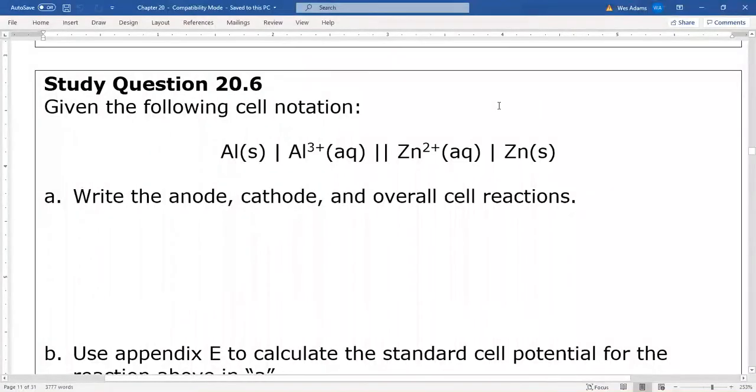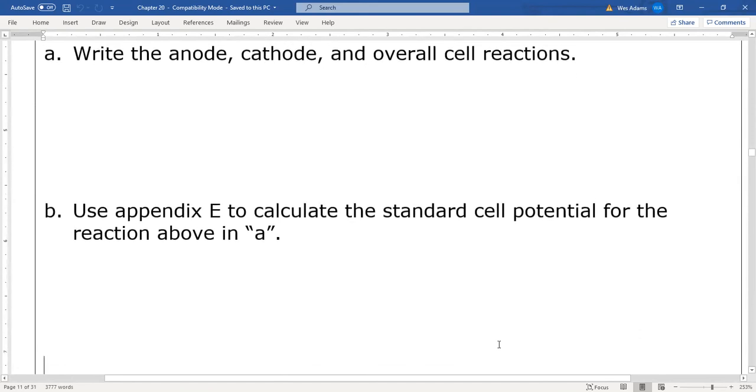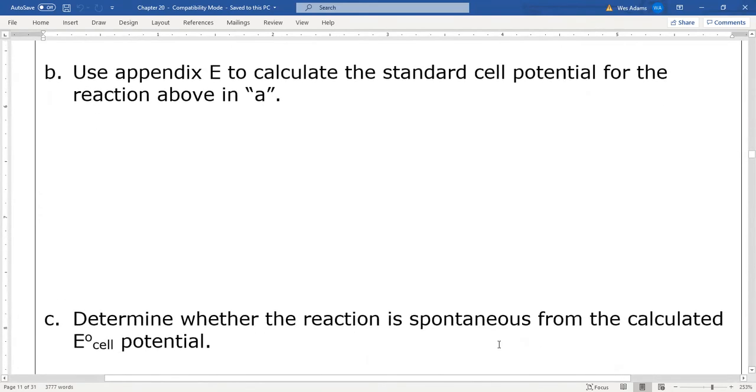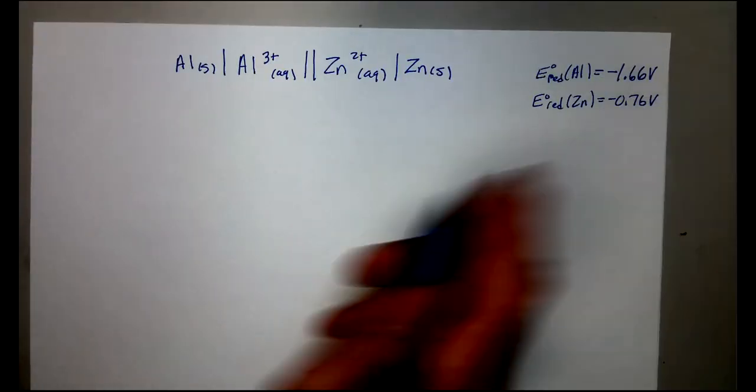So let's look at one more problem. And we'll look at this aluminum being the anode, where zinc is the cathode according to this notation. We're going to write the anode, the cathode, the overall cell reactions just to get practice writing the reactions. We'll use Appendix E to calculate the cell potential for the cell. And then we'll determine whether the reaction is spontaneous or not based on the voltage we calculate. So I've copied all that over. I've even gone ahead and gotten the cell potentials in advance.